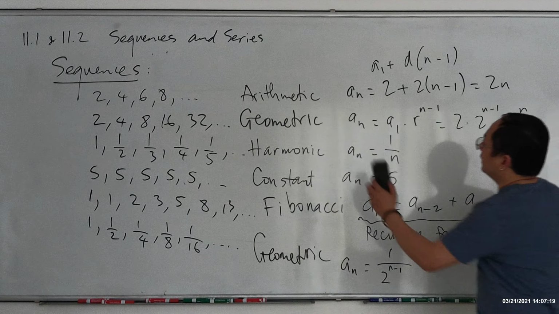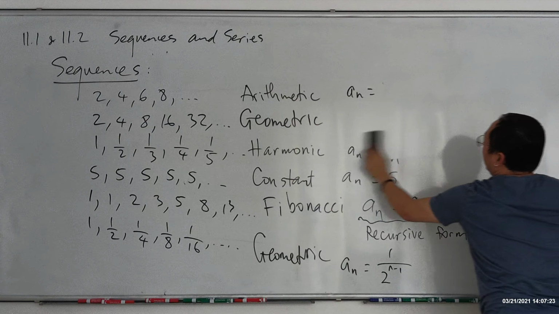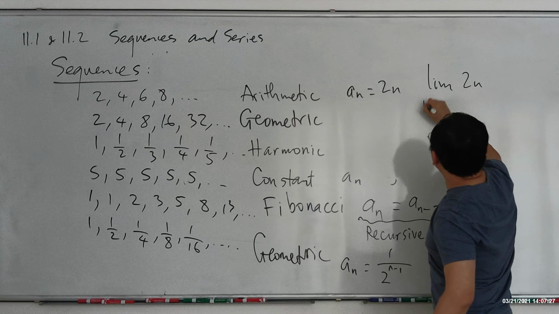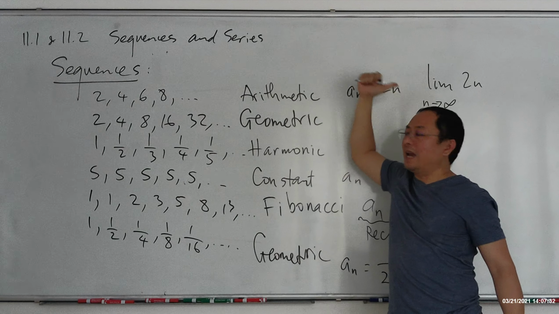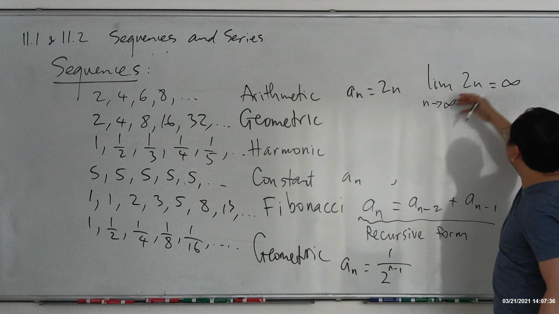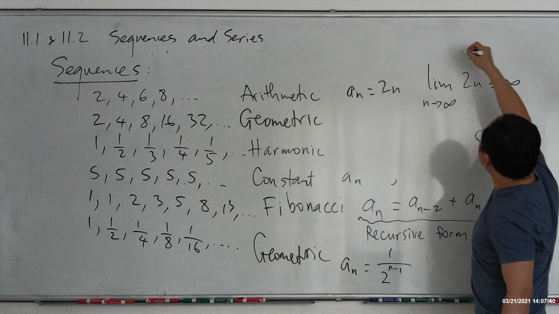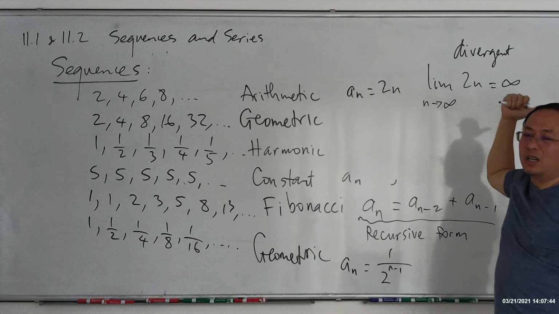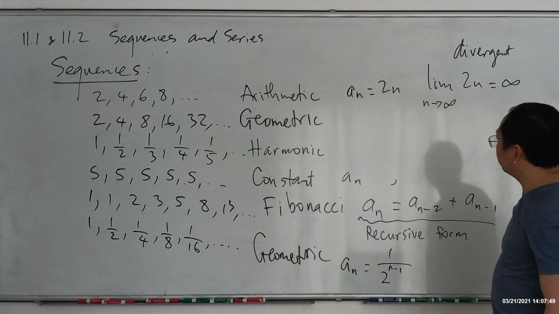See what happens. Let's start with the first one right here. a_n is equal to 2n. If you take the limit of 2n when n goes to infinity, in other words, you're interested in the ending behavior of that sequence, 2 times infinity is equal to infinity. If the answer is infinity, then you say the sequence is divergent. Divergent means it goes to infinity. Sometimes it's undefined, and you say divergent as well.